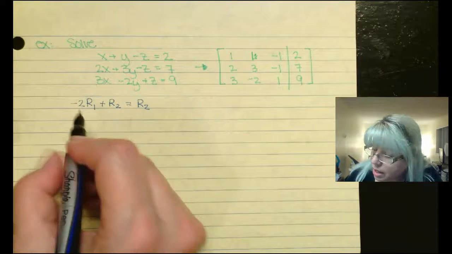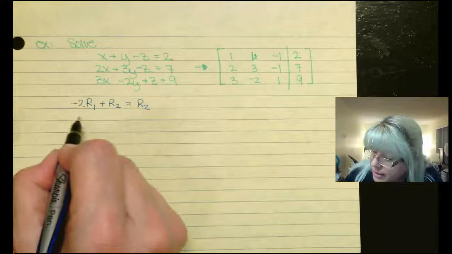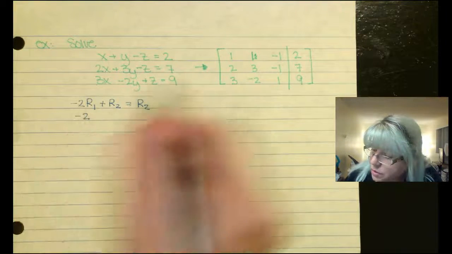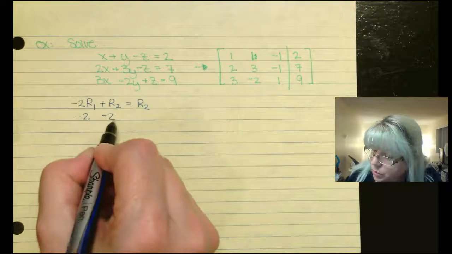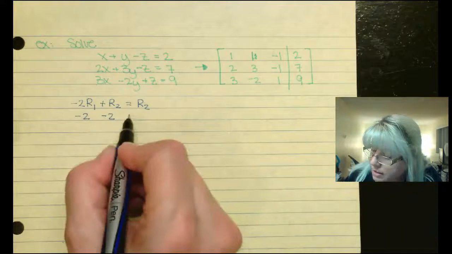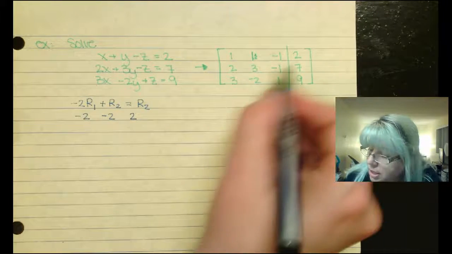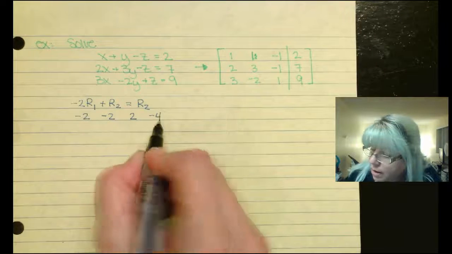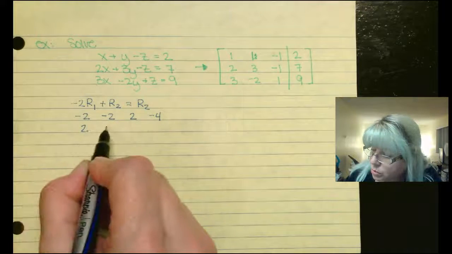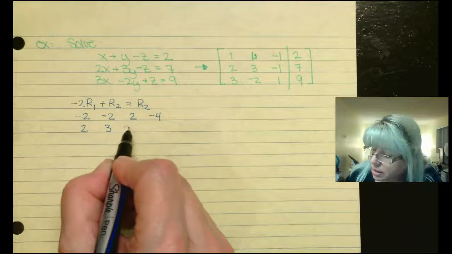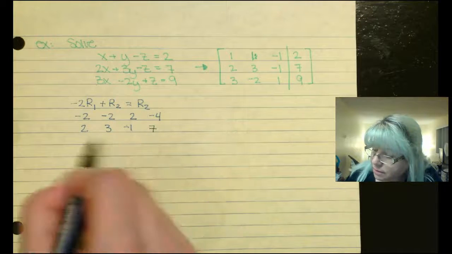All right. Negative 2 times 1 is negative 2. Negative 2 times 1 is negative 2. Negative 2 times negative 1 is 2. Negative 2 times 2 is negative 4. I'm going to add that to row 2. 2, 3, negative 1, 7.